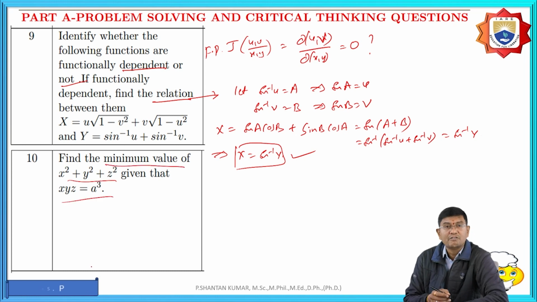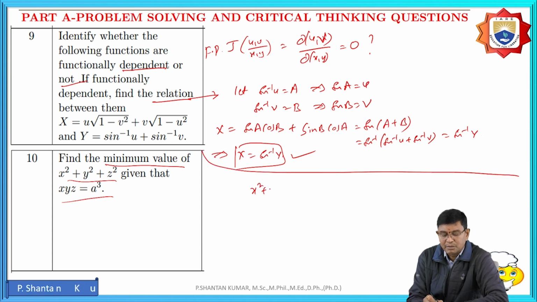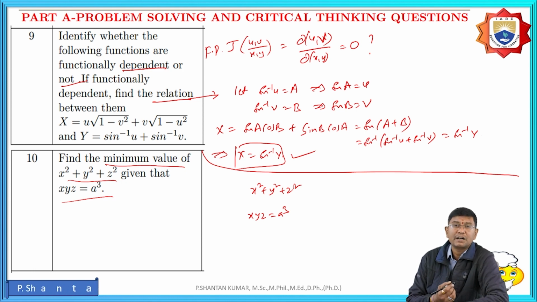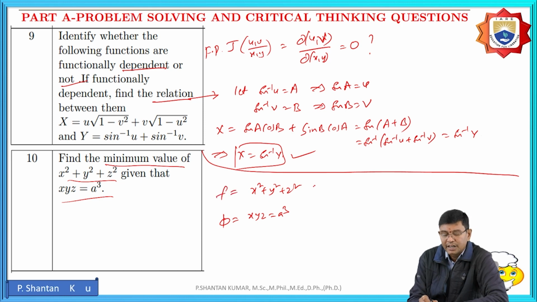That means whatever is given, x square plus y square plus z square, and again xyz is equal to a cube. And we are going to observe in this one, two functions are given. The two functions given means one has a particular value given, and the other does not have a particular value given. The given particular value is treated as phi, and the one not given is assumed to be f.